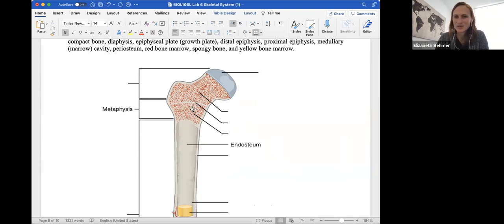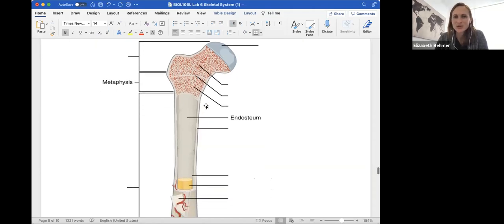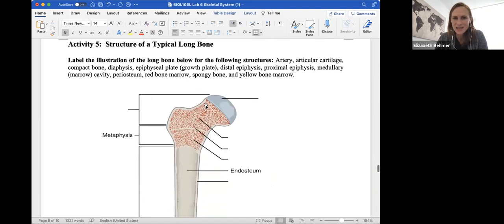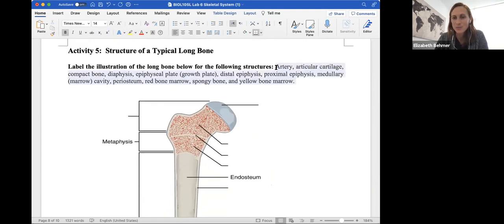So I would accept either of these for red bone marrow or spongy bone because they're kind of pointed at the same thing. What this is pointing at is this little white line, and that's called the epiphyseal plate or growth plate, where the bone grows. So I'll let you label these parts of the long bone. And again, they give you all the words that you should use right there. So you might expect a picture of a long bone on your next quiz too.